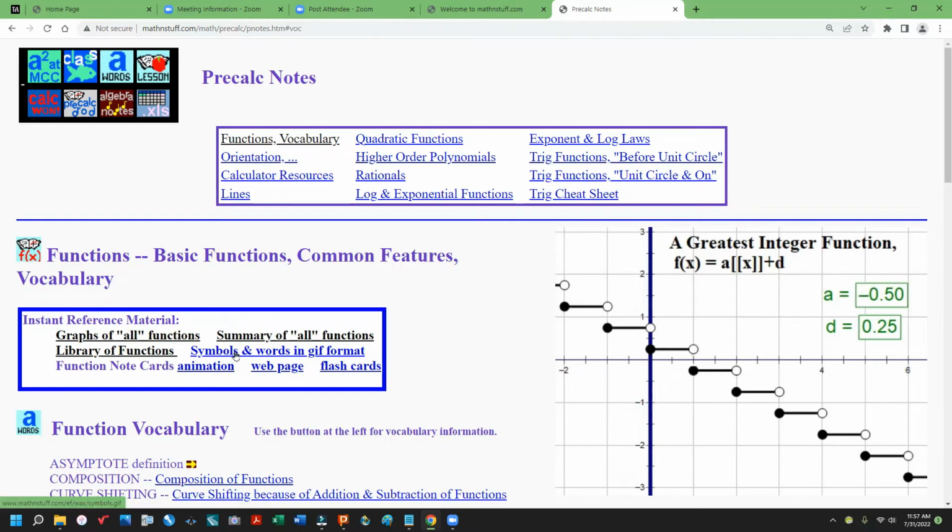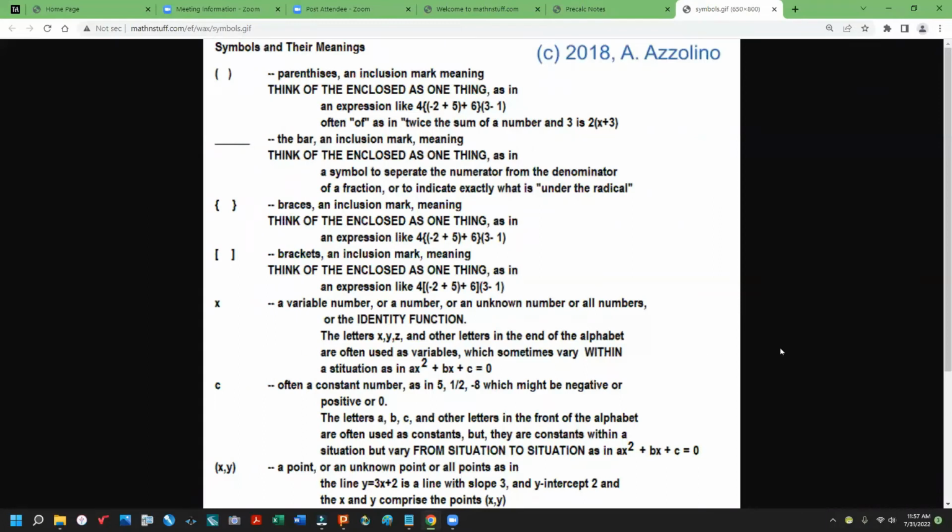One more piece of the Precalc is math symbols. I have found that my students don't know how to speak what they see printed. X is a variable. It is also the identity function. Other variables are other letters, usually in the back of the alphabet, and usually the letters in the front of the alphabet are for constants, not always.